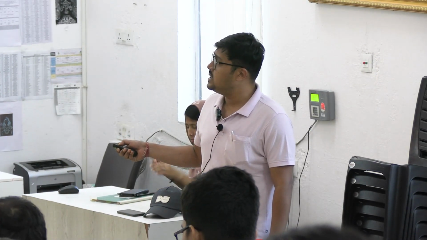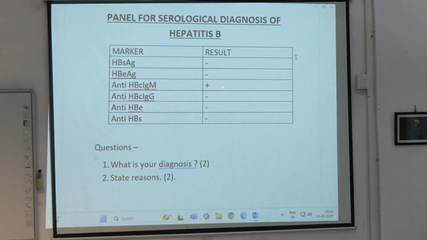The fourth one is ambiguous. It won't be asked in your exam. It also shows the presence of anti-HBc IgM, just the recovery phase. So the IgM antibody, that is the acute response against the antigen, is only present, but anti-HBc IgG, anti-HBe, anti-HBs all are absent. HBsAg and HBeAg all are absent or negative.